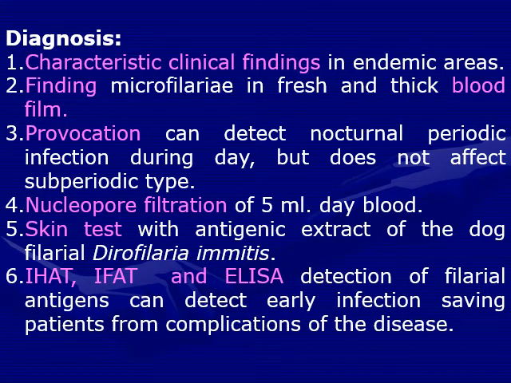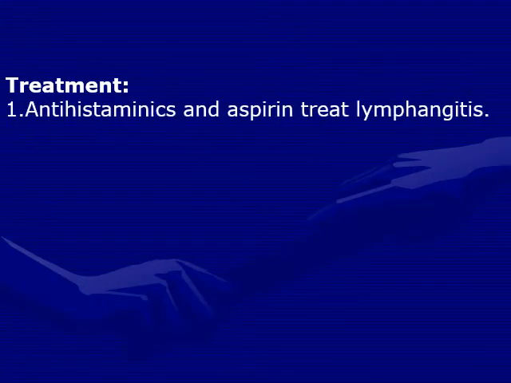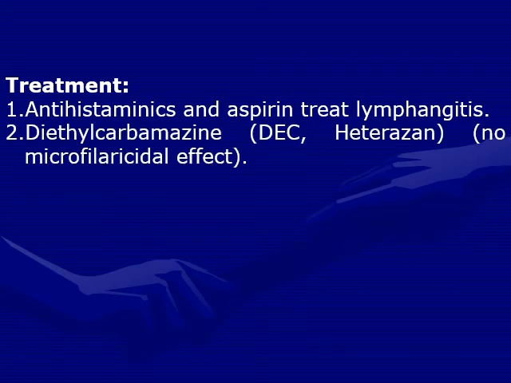Other serological tests like indirect hemagglutination, indirect fluorescent antibody test, and ELISA detection of filarial antigens and filarial antibodies can detect infection, saving patients from the complications of the disease. Treatment: antihistaminics and aspirin can treat lymphangitis. Diethylcarbamazine, DEC, or Hetrazan or Filaran, affects the adults, but it has no microfilaricidal effect.